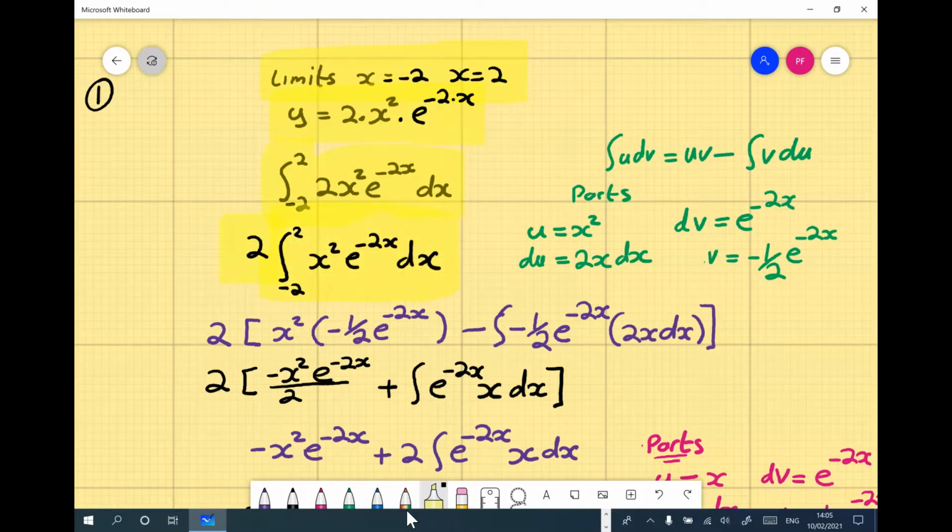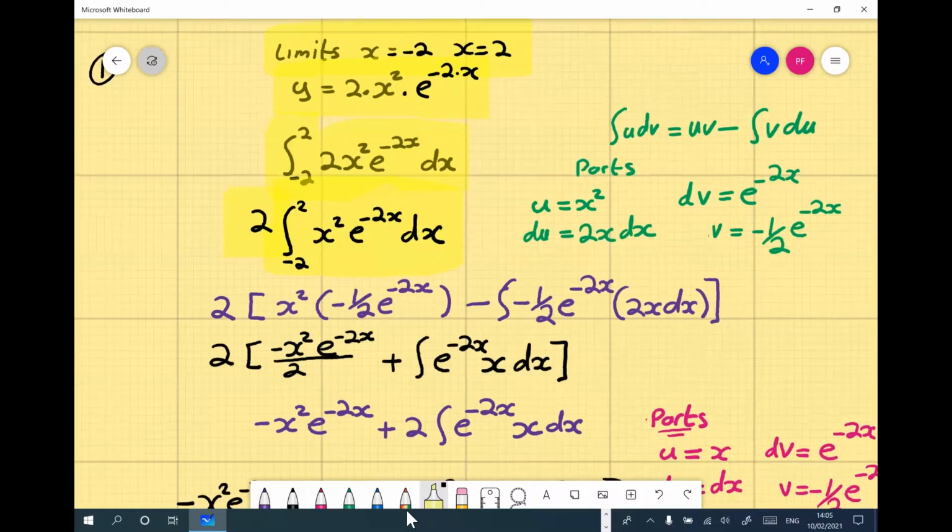So this is going to be integration by parts. So we have our formula for integration by parts. I'm going to let u equal x squared. Then I'm going to differentiate that. I get 2x and bring my dx over, so du equals 2x dx. I'm going to let dv equal e to the power of minus 2x. When I integrate that, I get v. And remember, that's your e to the power of ax integral, so I get minus a half times e to the power of minus 2x.